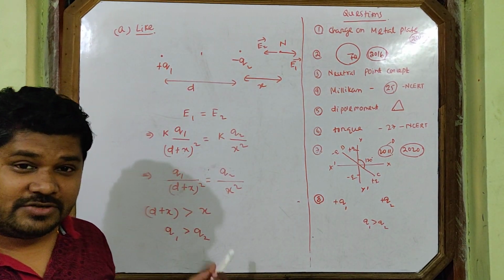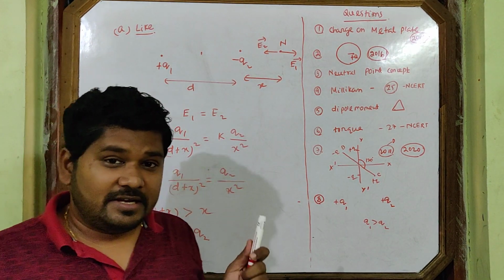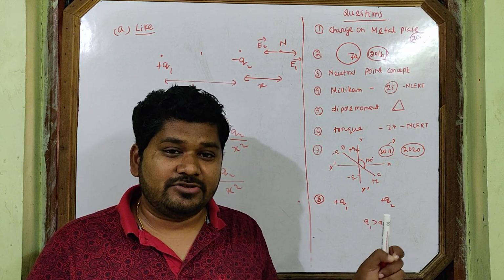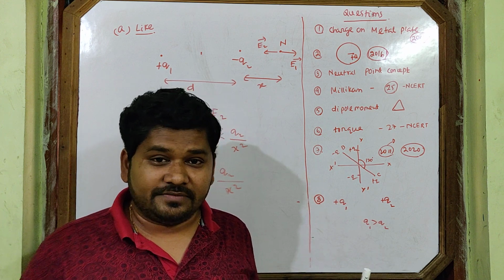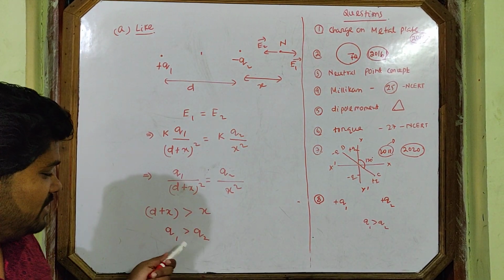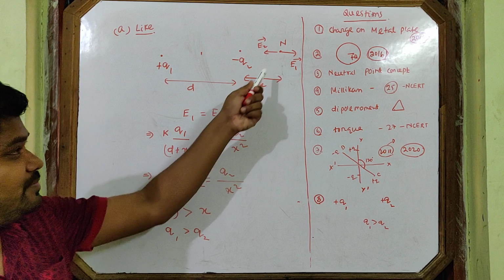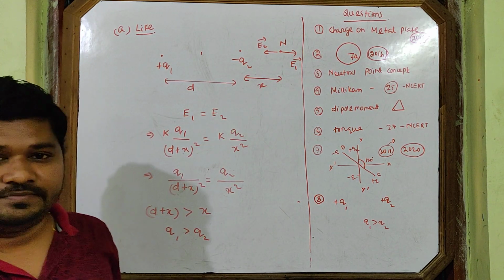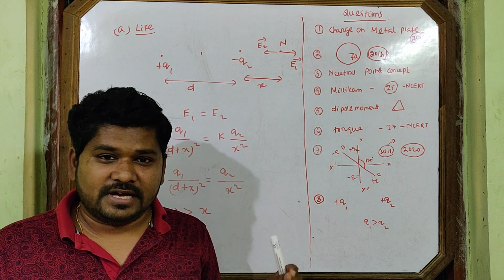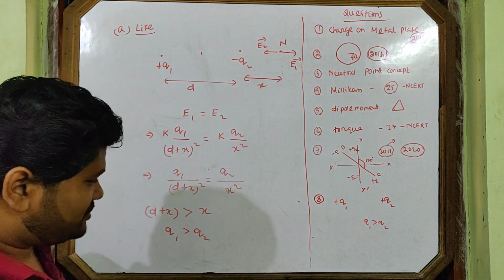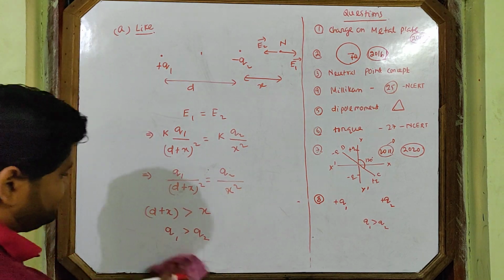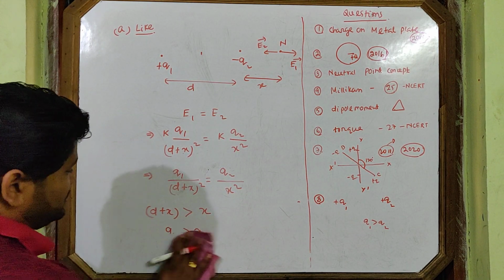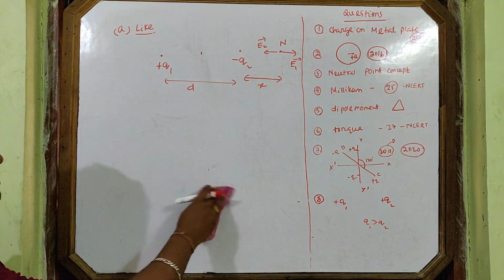This also can come as a question: prove that if two charges are unlike, neutral point lies at the side of less magnitude charge. It can be a theoretical question. You have to do this much and show this one. Neutral point you have taken near Q2, and Q2 is less than Q1. Neutral point lies at the side of less magnitude charge. Now, this is about the neutral points, so you can solve if questions come in the exam.